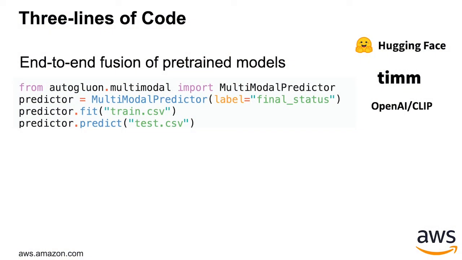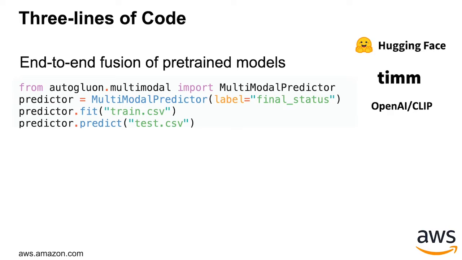And after you have prepared the data into the multimodal data frame format, training models is super simple. It only involves 3 lines of code. By just writing 3 lines of code, you are able to get access to all the state-of-the-art foundation models. You are able to access state-of-the-art foundation models provided by Hugging Face, timm, and also CLIP.